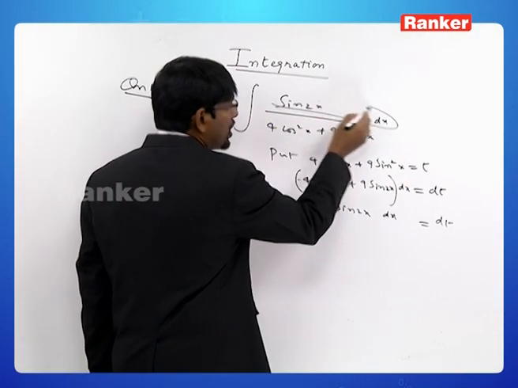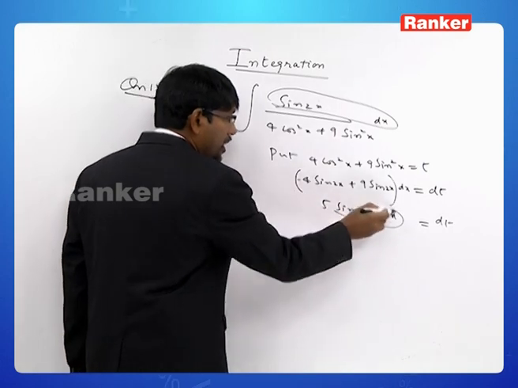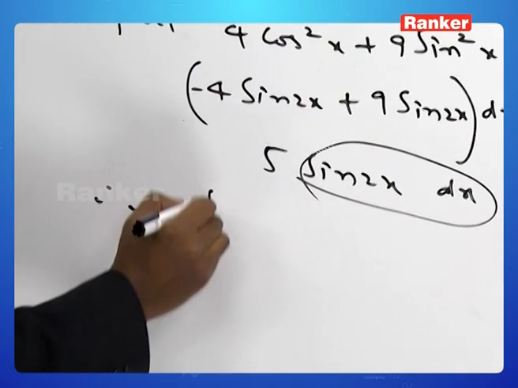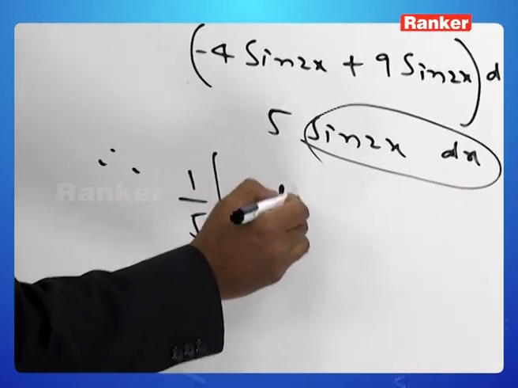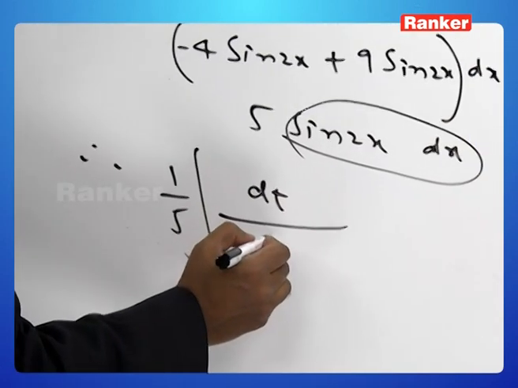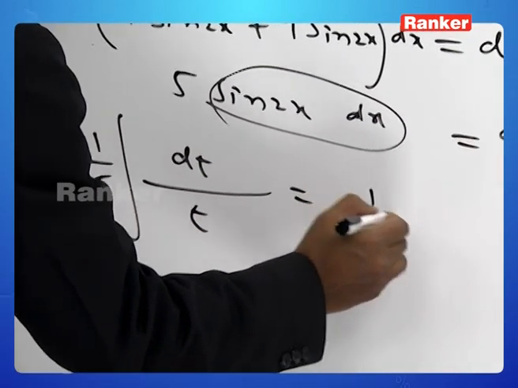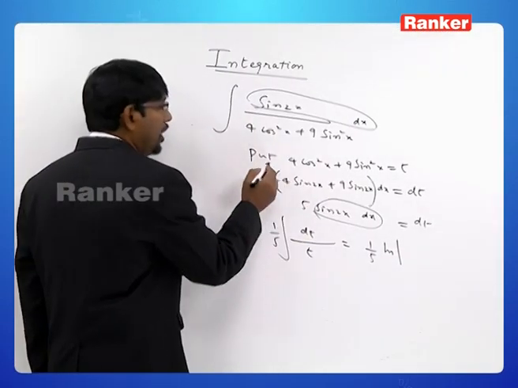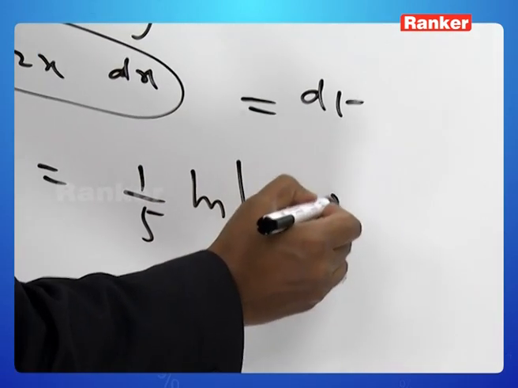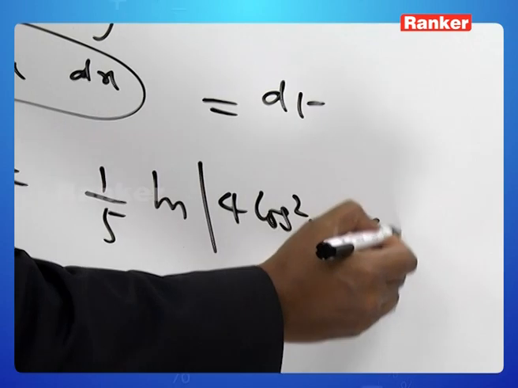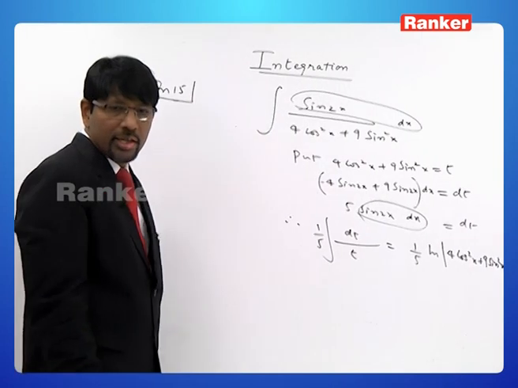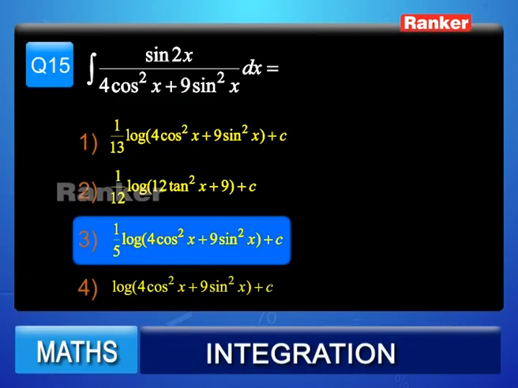I already have sin 2x dx here. So, sin 2x dx will be dt by 5. So, we can rewrite this integral. Therefore, the integral becomes 1 by 5 into integral of dt by t. So, that makes it 1 by 5 log mod t. What is t, by the way? 4 cos square x plus 9 sin square x. So, we add an integration constant. So, it is clearly option 3 that is the right answer. Answer is in option 3.